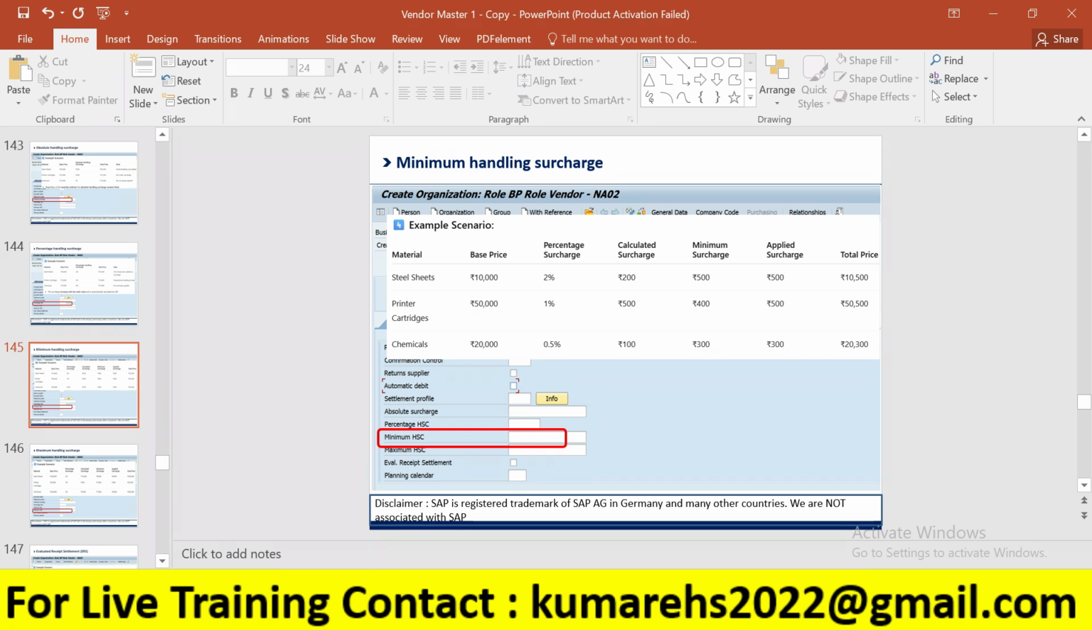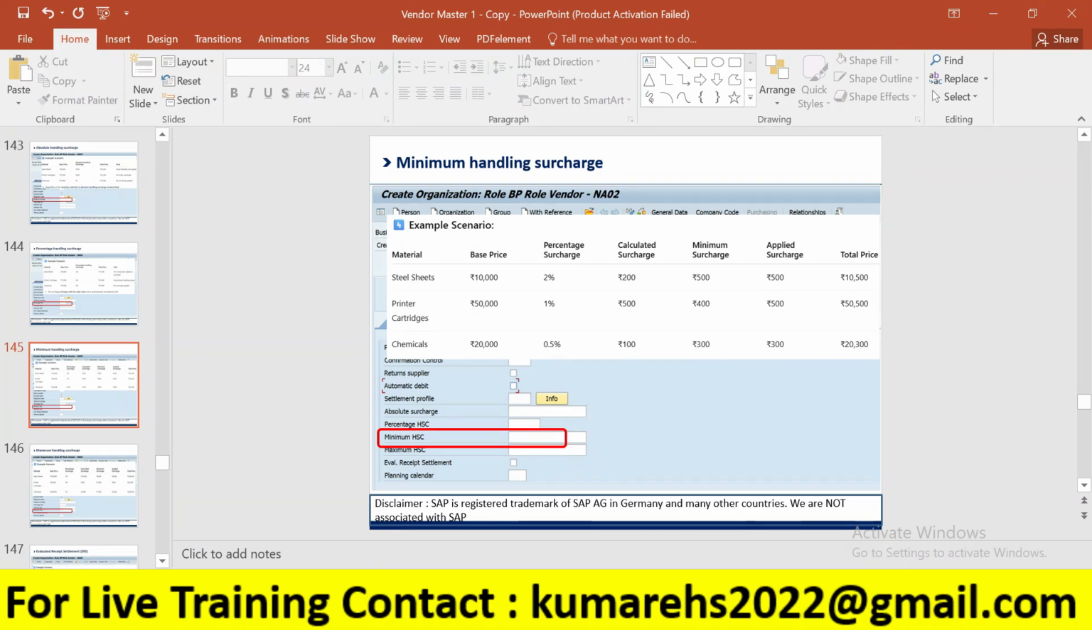For the third material, the cost is 20,000. Percentage 0.5, the calculated value 100. Minimum value 300. So the system will apply the minimum value 300. The total value of the price is 20,300. So in this scenario, we can understand that between the calculated value and the minimum value, whichever is higher, the system will select the higher value. So the key points: it ensures minimum cost recovery for small orders, works in combination with absolute and percentage surcharges, and helps maintain consistent financial and procurement control.